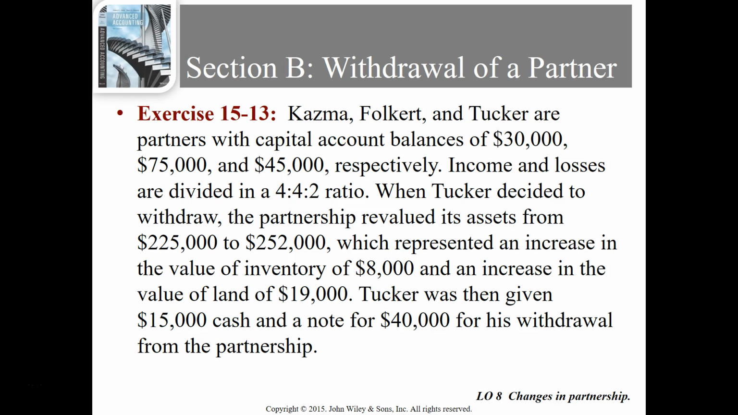So let's take a look over here at a different exercise. 3 different partners, income of a 4-4-2 ratio. So again, think of it as 4 plus 4 is 8, plus 2 is 10. 4/10, 40%, 4/10, 40%, 2/10, 20%. Tucker decides to withdraw. The partnership revalued its assets from $225 to $252, which represented an increase in the value of inventory of $8,000 and an increase in the value of land of $19,000. Tucker was then given $15,000 cash and a note for $40,000 for his withdrawal from the partnership.